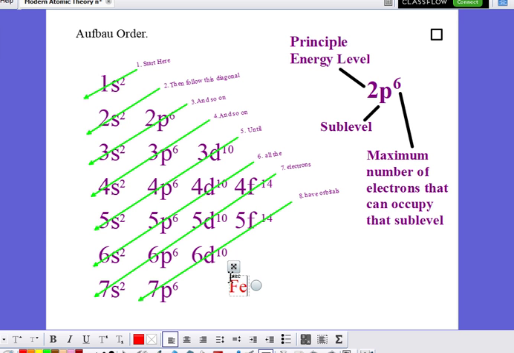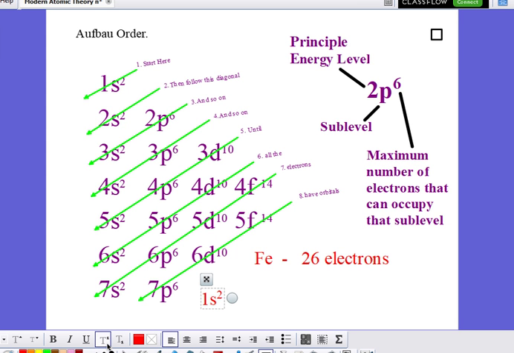We're going to quickly do iron. So look at the front of your periodic table. You find iron, and it has 26 electrons. So these 26 electrons are all located around the nucleus on different energy levels, in sublevels, and then in orbitals around them. And we're going to use Aufbau's order to describe where they are.